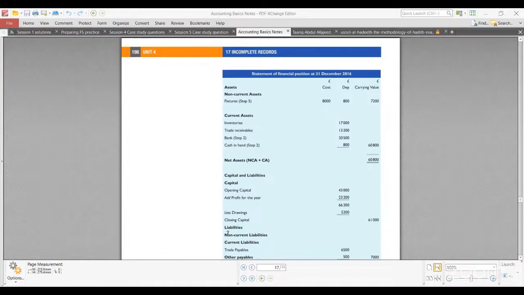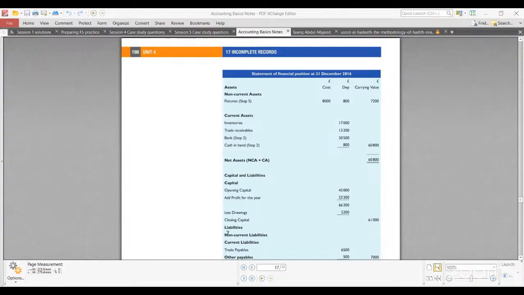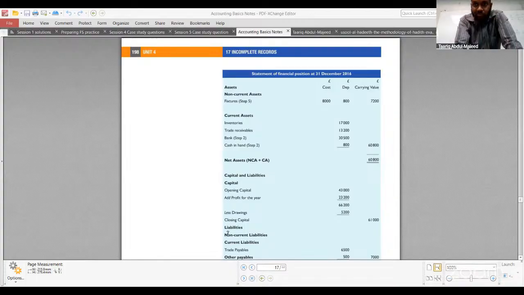I have a question as well. For the trial balance that we got, is this a manufacturing account? It was a manufacturing company, yes. It is a manufacturing company, yes. Okay. All right, very good.